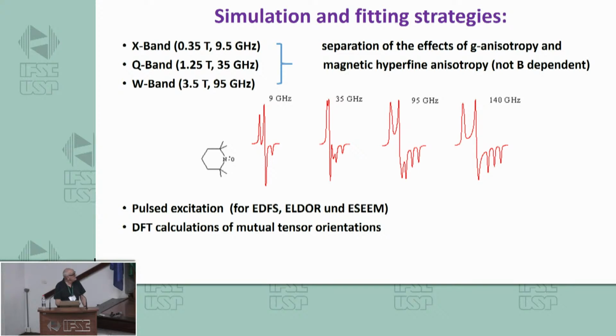Other things that you can do, and we'll talk more about this later, are pulsed excitation and advanced techniques in EPR using pulsed excitation. And what is also very helpful, particularly if you want to get some insight into the mutual tensor orientation, is that nowadays calculating these things from first principles is becoming possible. So DFT calculations can give you constraints on the mutual tensor orientation.